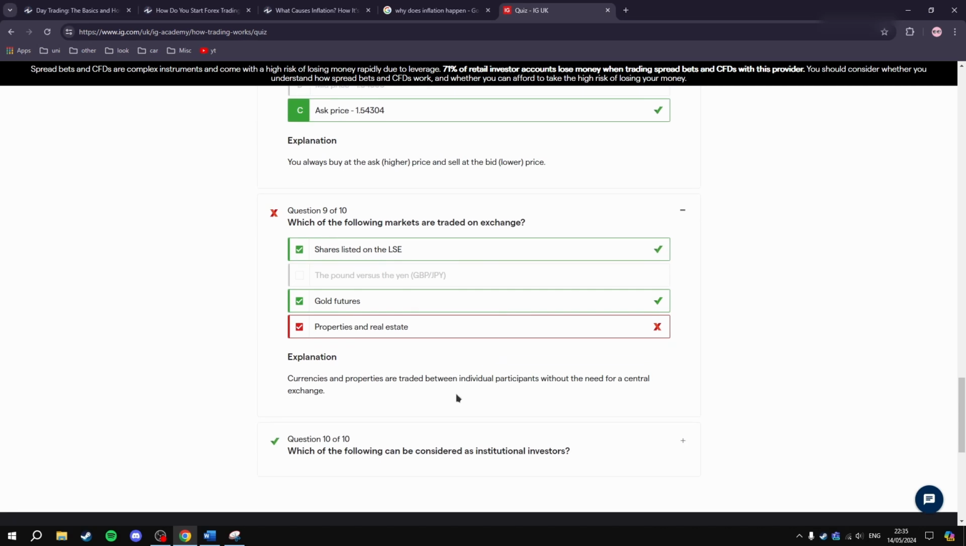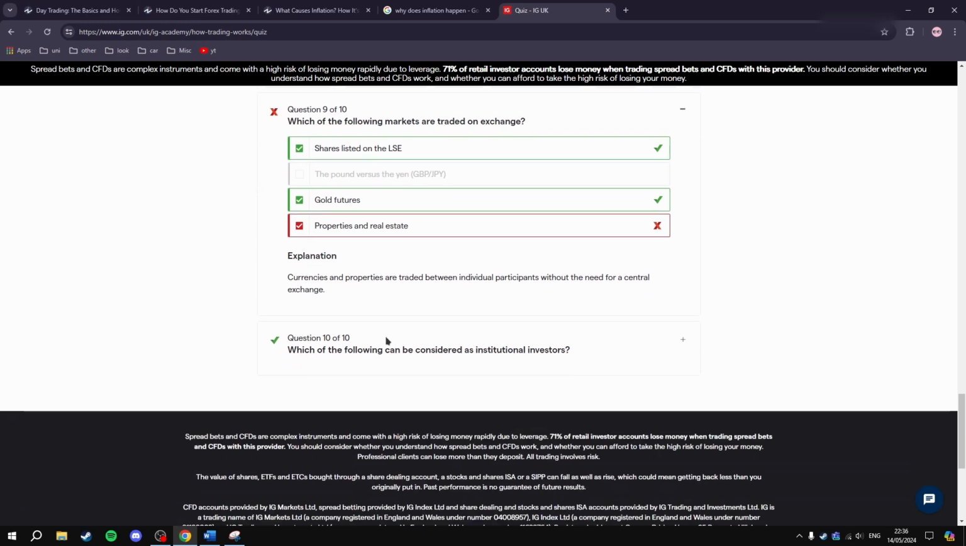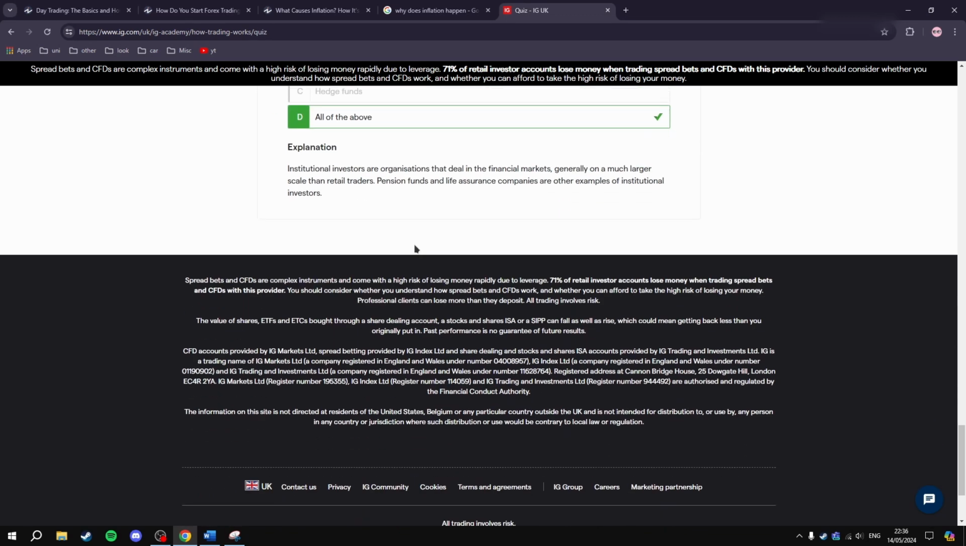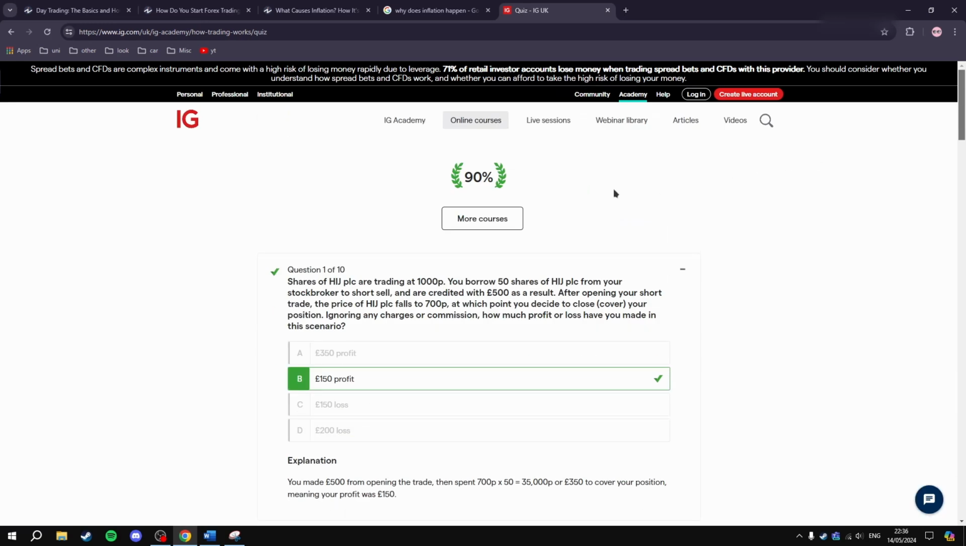Which of the following markets? Currencies and properties are traded between individual participants without the need for a central exchange. Right, okay. Institutional investors are organisations that deal in the financial markets, generally on a much larger scale than retail traders. Pension funds and life assurance companies are other examples of institutional investors. Very good.